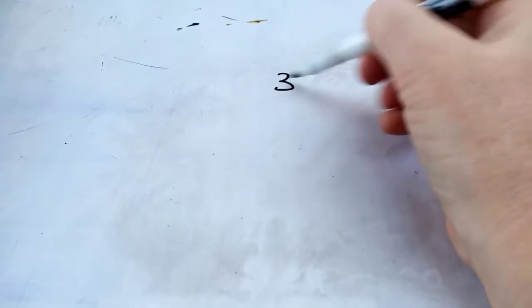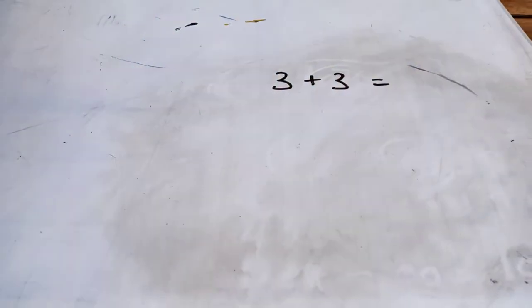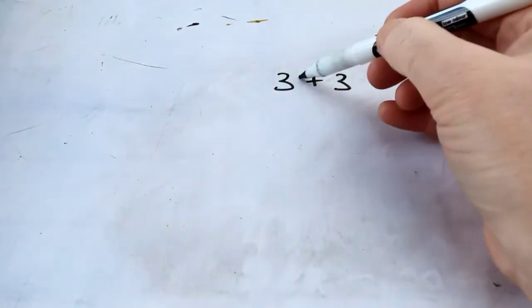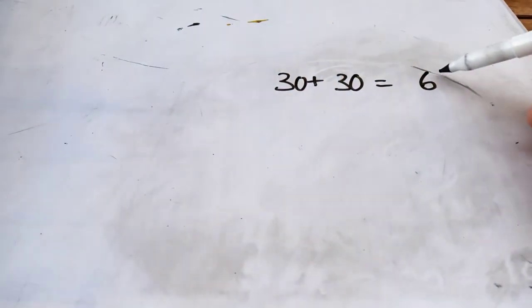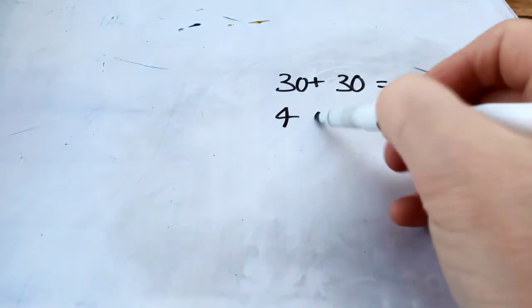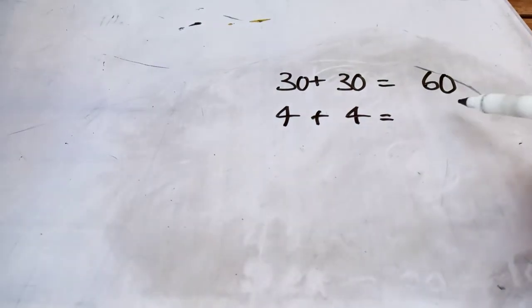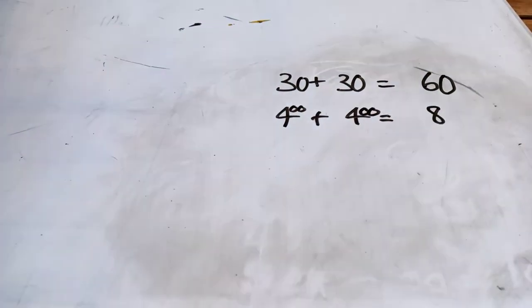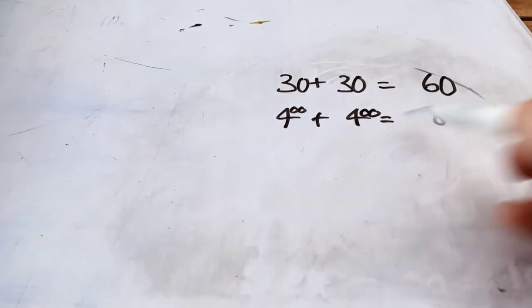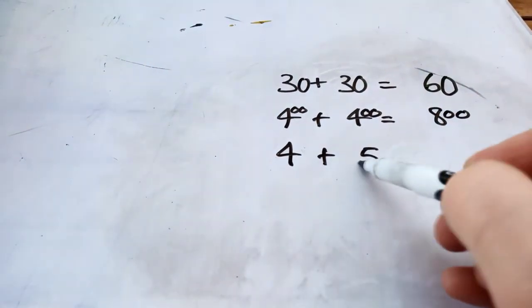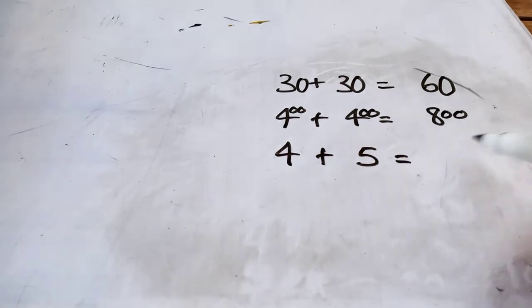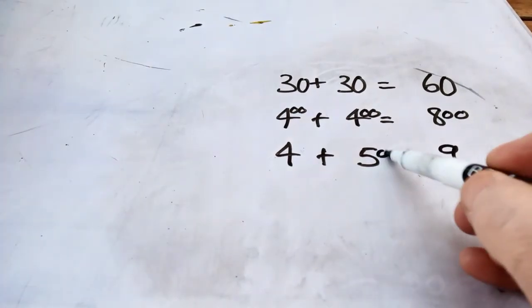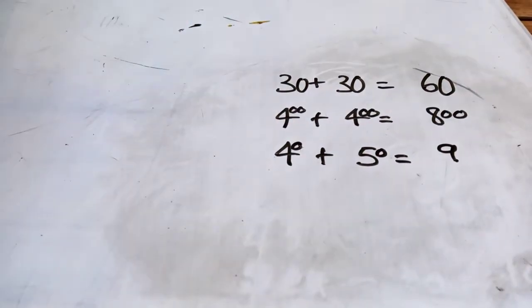And we'll do quickly near doubles. If I said to you, what's 3 add 3? What would you say? Well done. So if I said 30 add 30, you'd say, awesome. What would 4 add 4 be? Well done. If I said 400 add 400, what would you say? Awesome. If you know what 4 add 4 is, what's 4 add 5? Well done. So what would 40 add 50 be?